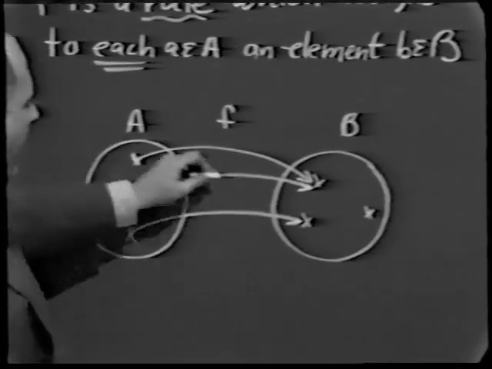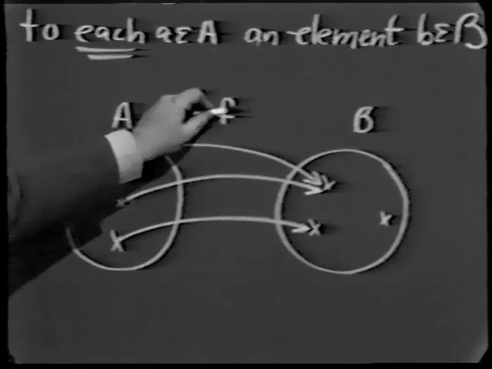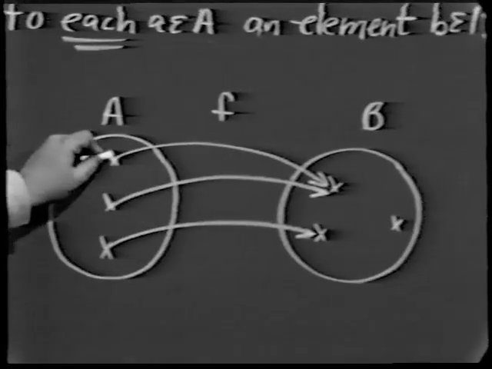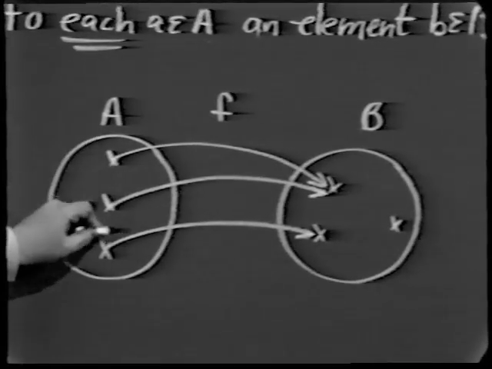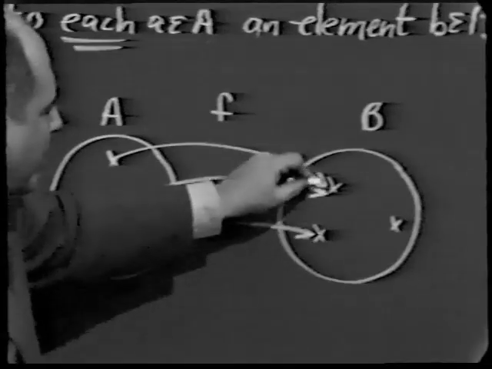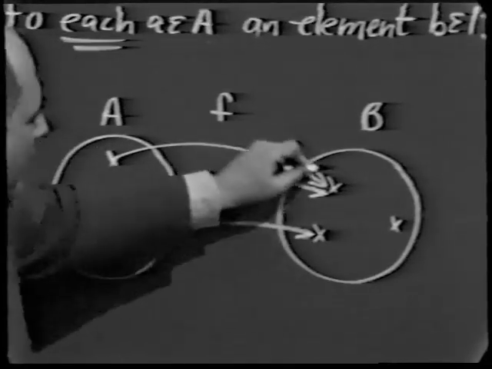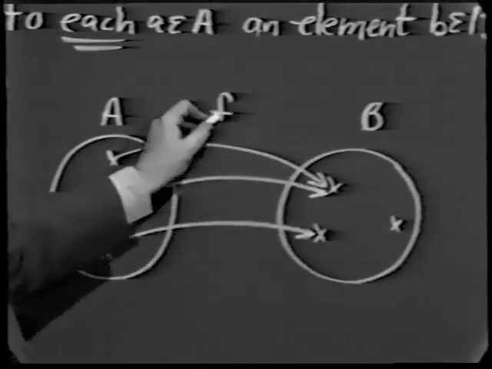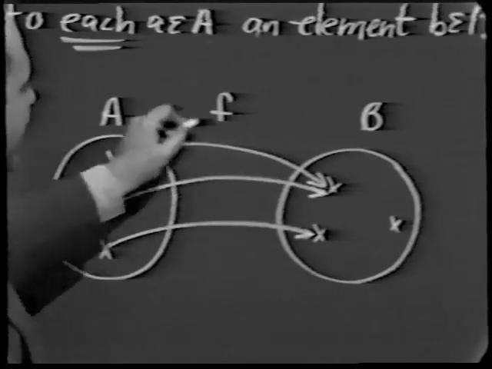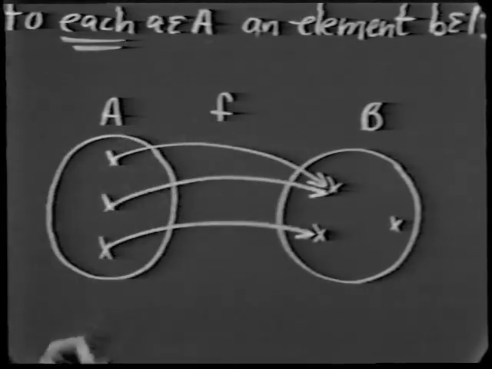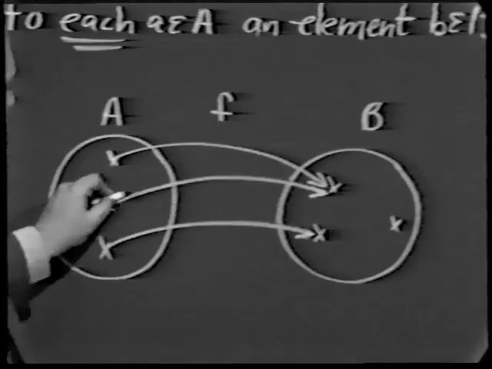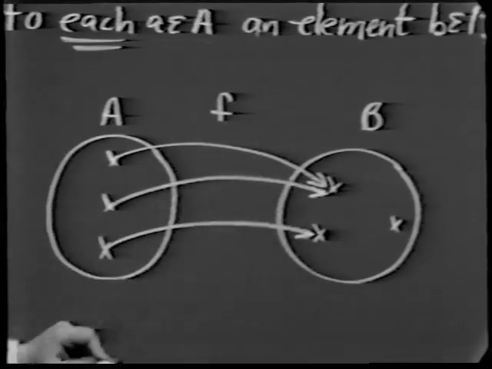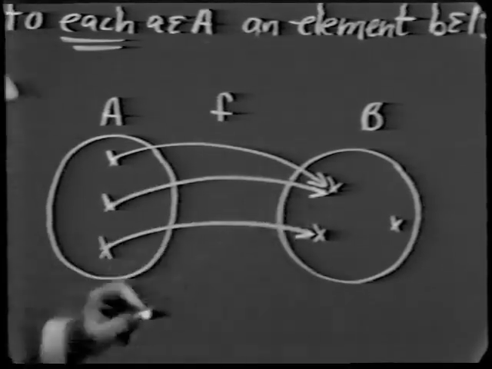Namely, we may visualize our sets as circles, and what does the function do? The function assigns to each element of A an element of B. Notice the geometric wording again. This element is mapped into this element by f, this element is mapped into this element by f, and this element is mapped into this one.